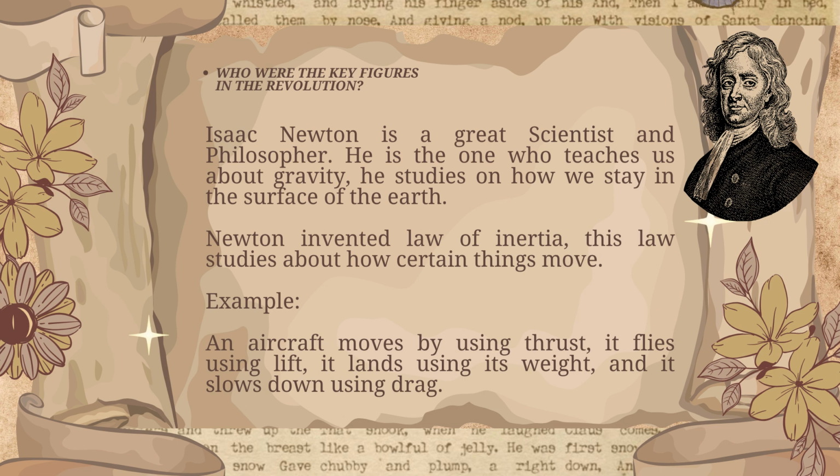Who were the key figures in the revolution? Isaac Newton is a great scientist and philosopher. He is the one who teaches us about gravity. He studied how we stay on the surface of the earth. Newton invented the law of inertia. This law studies how certain things move. For example, an aircraft moves by using thrust, it flies using lift, it lands using its weight, and it slows down using drag.